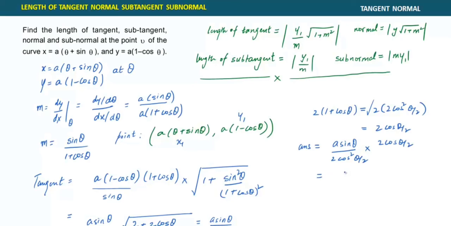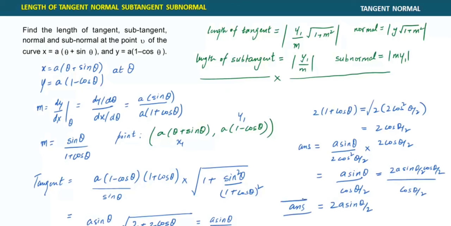Again, if we go on with the further simplification, let's first of all write what is left. The 2 and 2 will cancel out, and we will be left with this. Now sine theta can also be written as this particular quantity. So again cos theta by 2 will get cancelled out. The answer that we are going to get for the tangent is this: length of tangent is nothing but 2a sine theta by 2. So if you see, this is just a trigonometry problem after we know the formula.